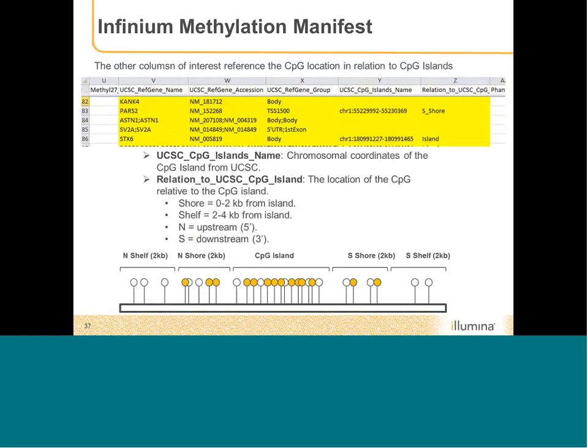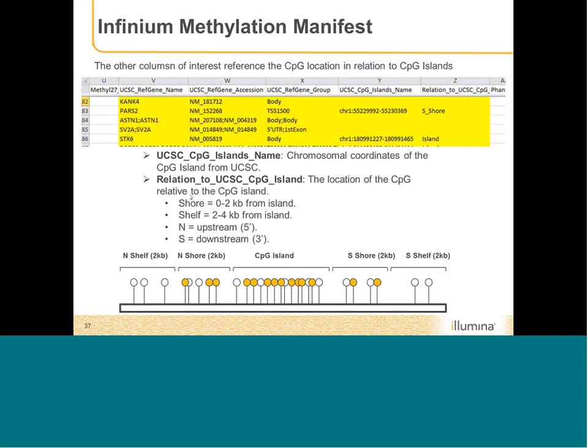All right? Now, the other columns of interest, because CpGs either exist in islands, which are highly dense clusters of CpG sites, or they're dispersed throughout the genome. So these columns refer to whether or not the CpG is associated with a particular island. Now, the UCSC island name names the CpG island by their coordinates in the genome.